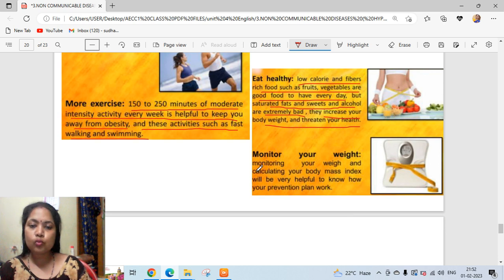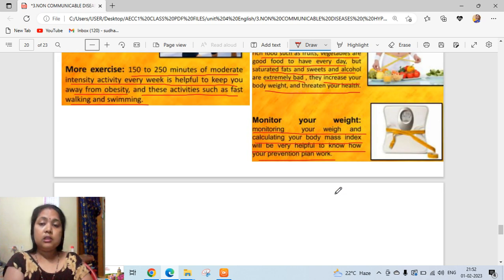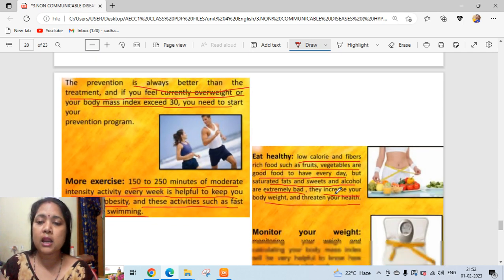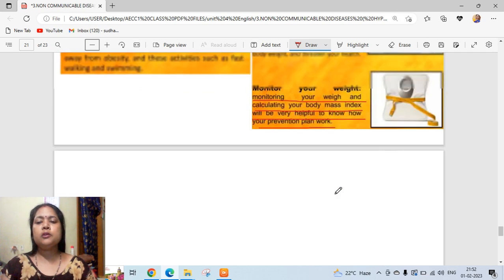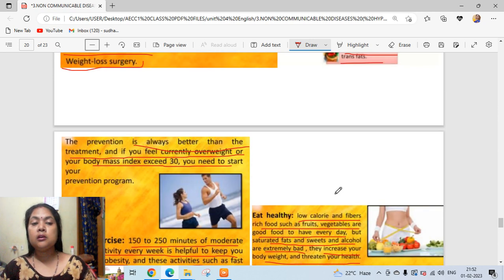Then monitor your weight. Monitoring your weight and calculating your body mass index will be very helpful to know how your prevention plan works. Okay, so these were some preventive methods and what should be our activities in order to keep us fit and free from obesity. Okay, so in this video we have learned today about hypertension and obesity and all its related information.